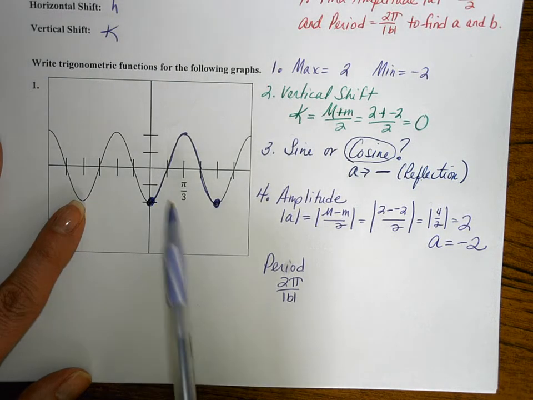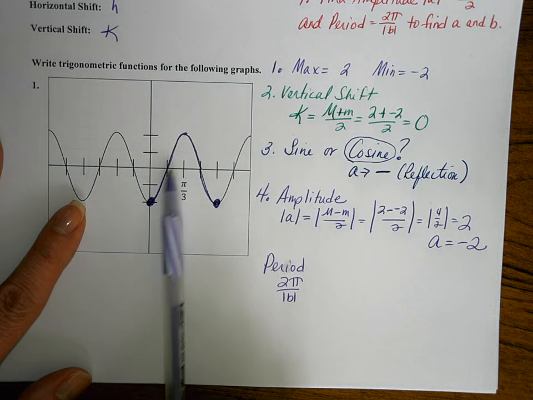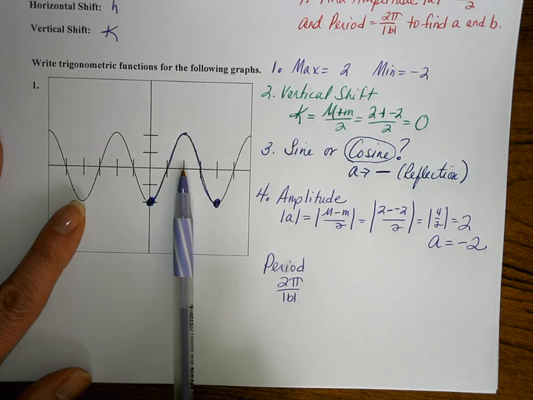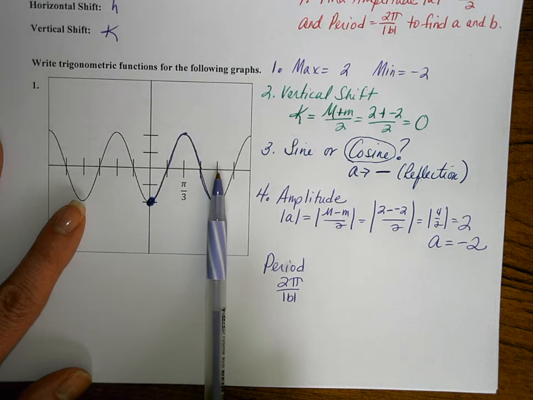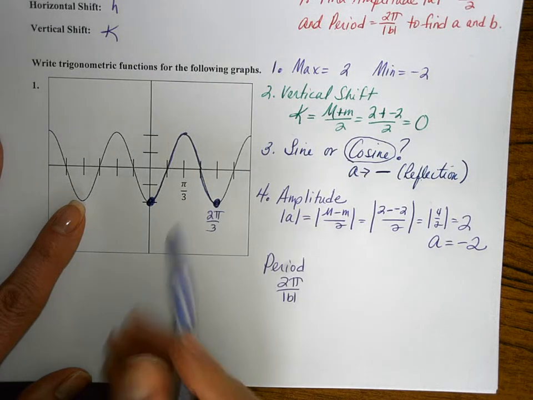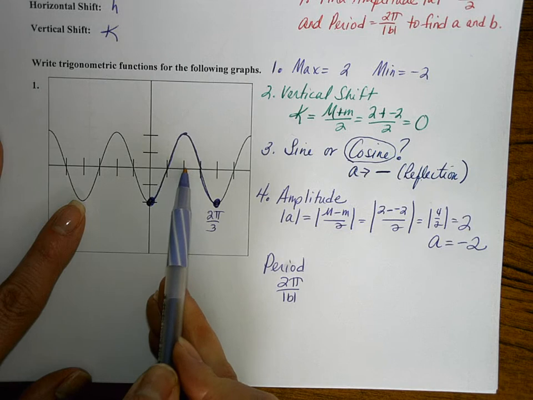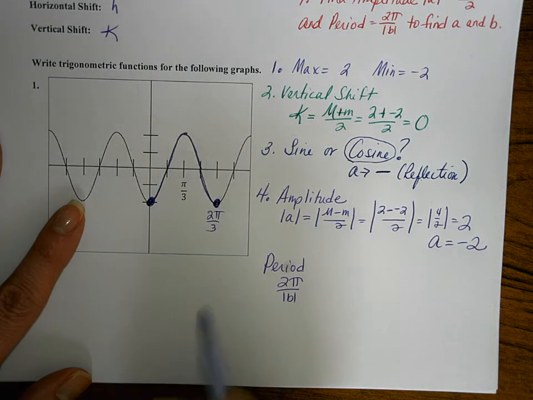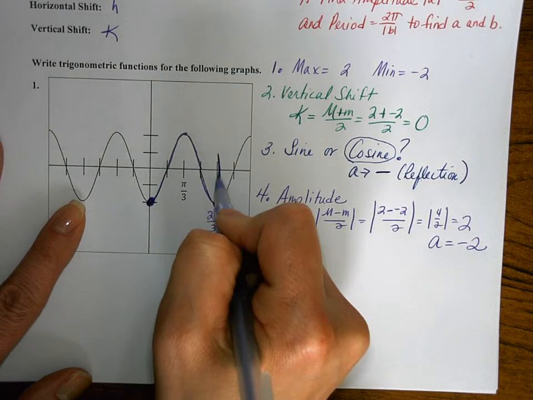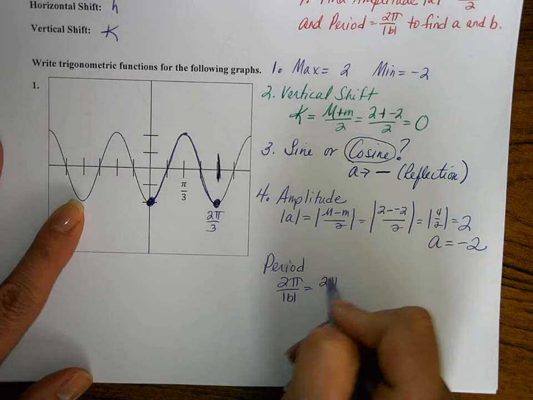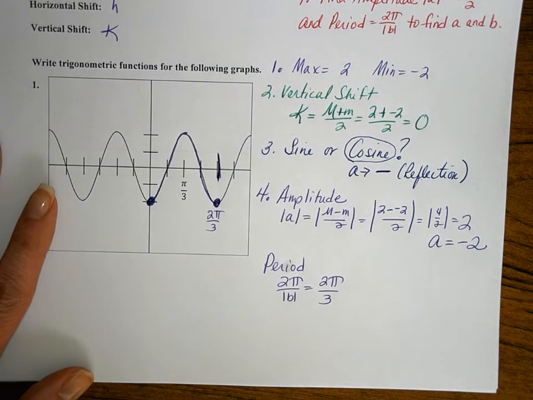Now, when I was traveling through that cycle of cosine, from here to here was pi over 3, which means from here to here is going to be another pi over 3, which is 2 pi over 3. If I have a third of a pi to here and another third of a pi to there, that's going to be 2 pi over 3. So the period of this graph, because the first cycle ends right here, is 2 pi over 3.